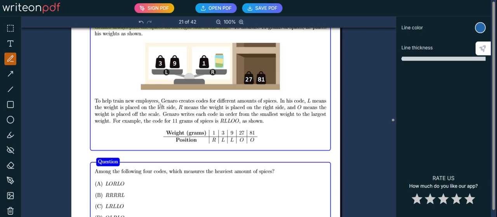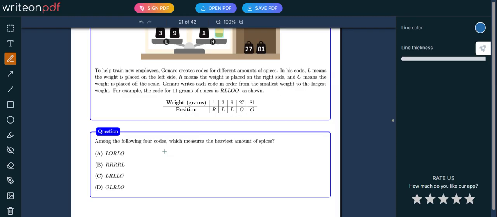To help train his new employees, Gennaro creates codes for different amounts of spices. In his code, L means the weight is placed on the left side, R means that the weight is placed on the right side, and O means the weight is placed off the scale. Gennaro writes each code from smallest weight to the largest weight. For example, the code for 11 grams of spices is RLLOO, as shown, right? Which of the following 4 codes measures the heaviest spices?